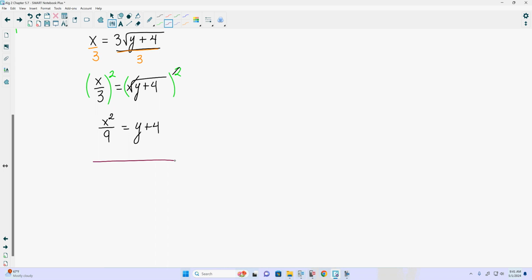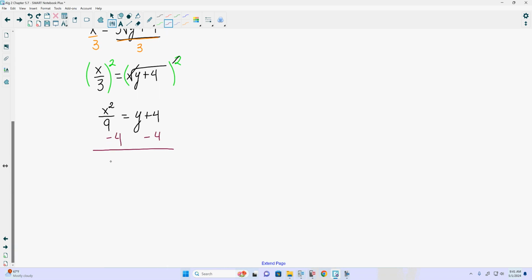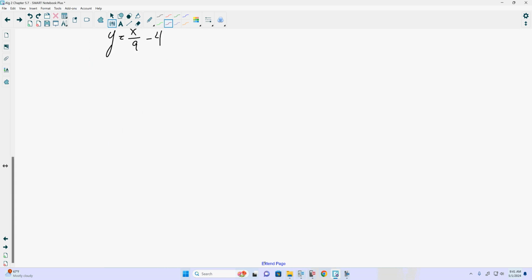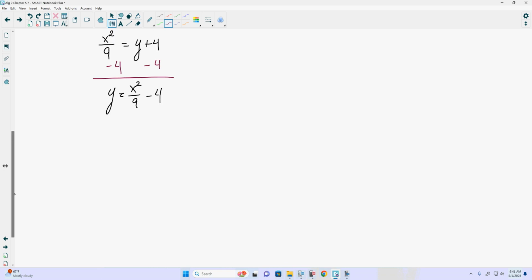And lastly, we subtract 4. Y is equal to x squared over 9 minus 4. And on most of these here, we would probably restrict the domain, but I'm not too concerned about that.